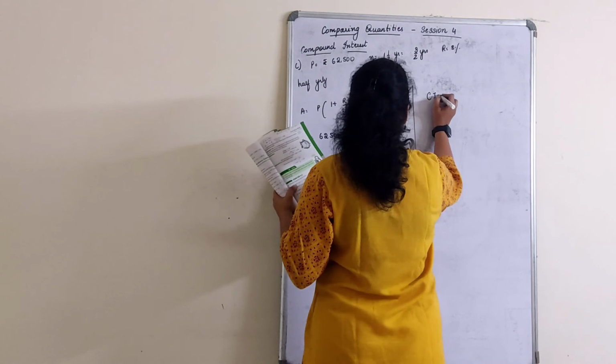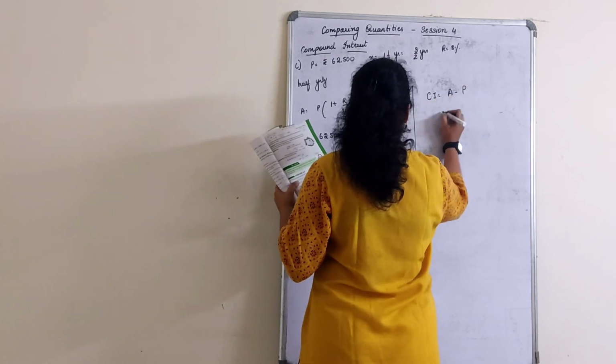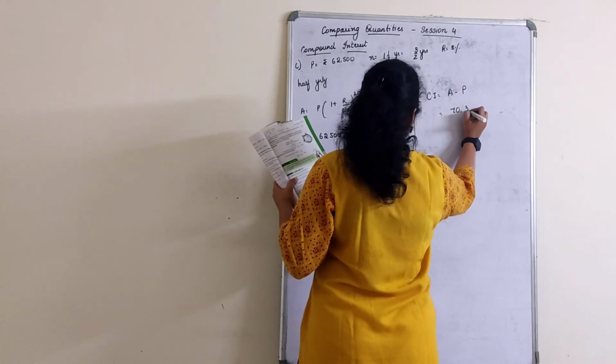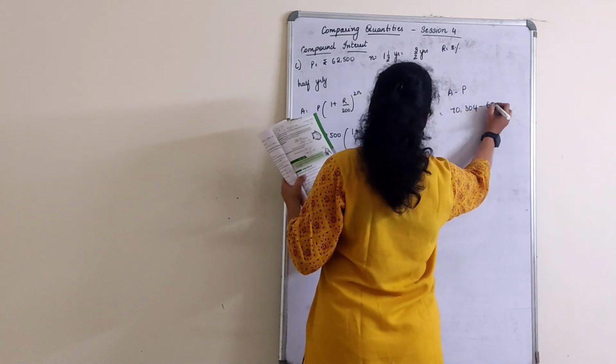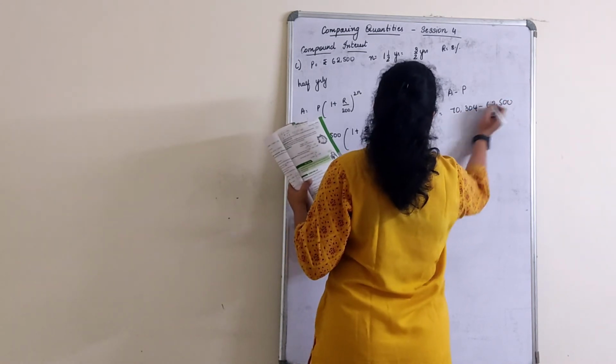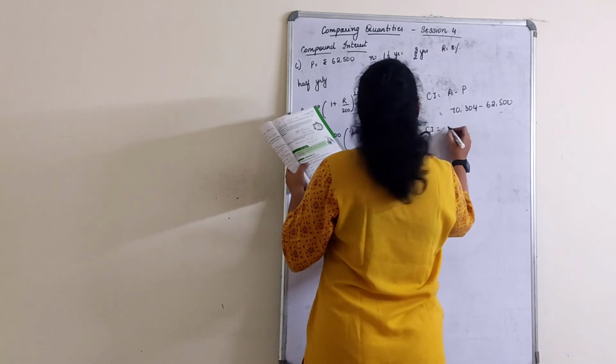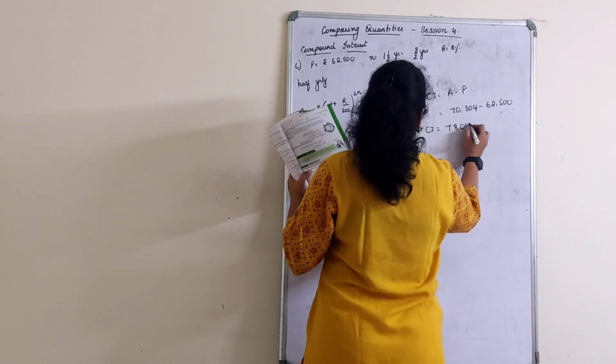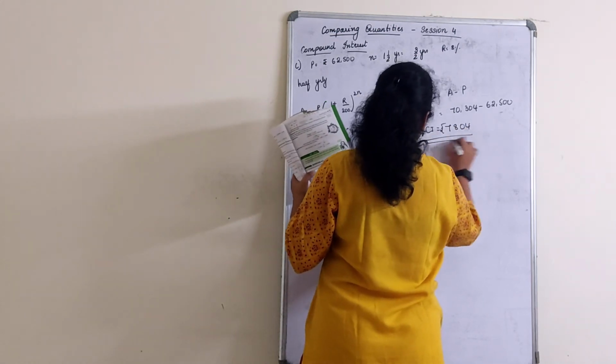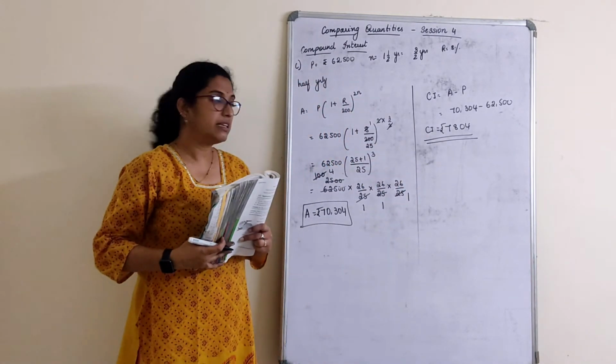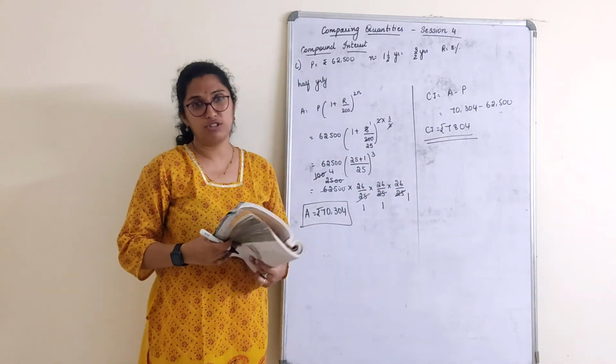Compound interest is equal to amount minus principal. 70,304 minus 62,500. Compound interest is equal to 7,804. Only thing is, here it is a long calculation, children.